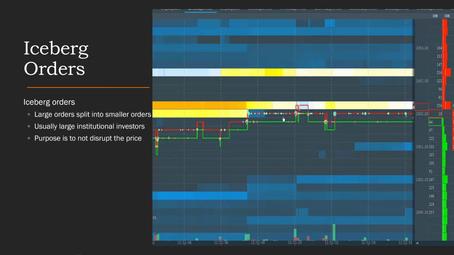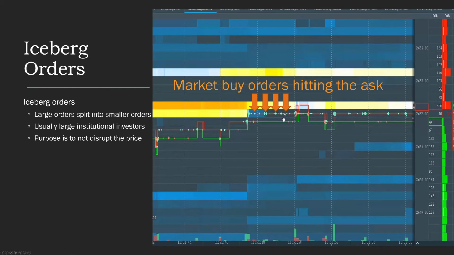So what we need to look for is what shares are actually going through, because that's all that matters. The amount of shares that actually go through on time and sales, right? So in this picture above, you can see that a lot of smaller buy orders are going off at the 2652 area. Now here, I'll explain the way you read this.